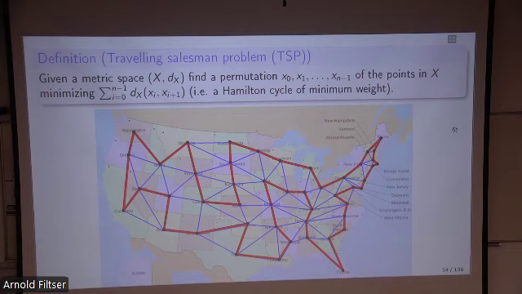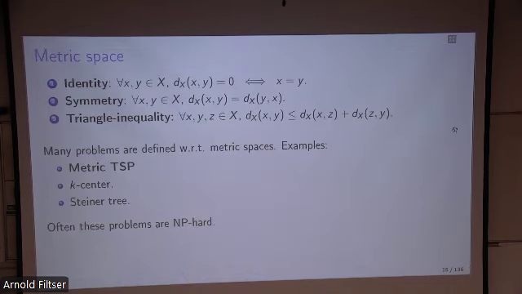Another way you can think about it is that you have a complete graph with weights, and you're looking for a Hamiltonian cycle of minimum weight. This is a classic problem, very central in our field. However, it's hard to solve. Specifically, this problem is NP-hard.